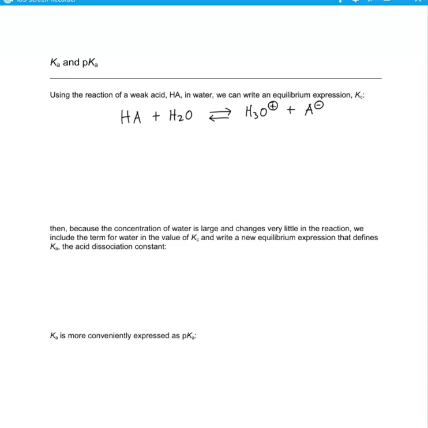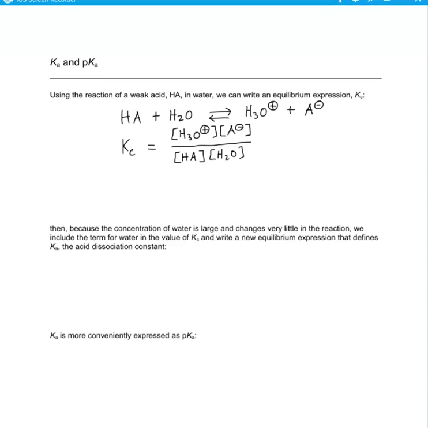We can write an equilibrium expression for this. So following the format of concentrations of products over concentrations of reactants, with each of those concentrations raised to the power of their stoichiometric coefficient. Now, the stoichiometric coefficients in this reaction are all 1, so we don't have to worry about that. But we can set up an expression as follows. We're using concentrations, so we're going to call this a Kc. So Kc is the concentrations of the products, so hydronium ion, times conjugate base concentration, over the concentrations of the reactants, so HA, times concentration of H2O.